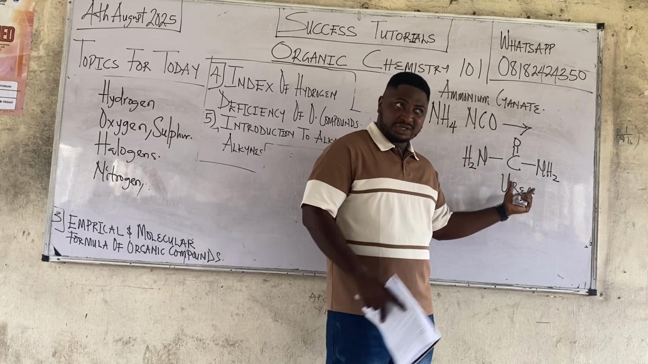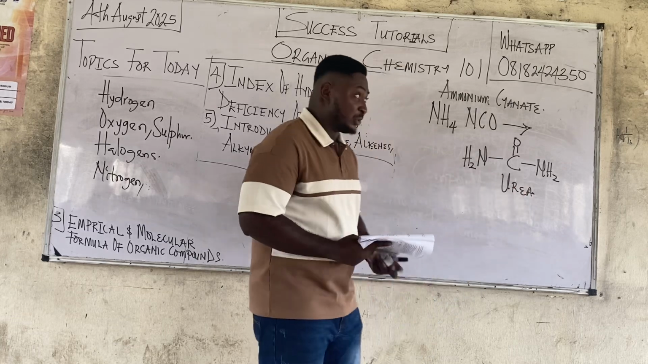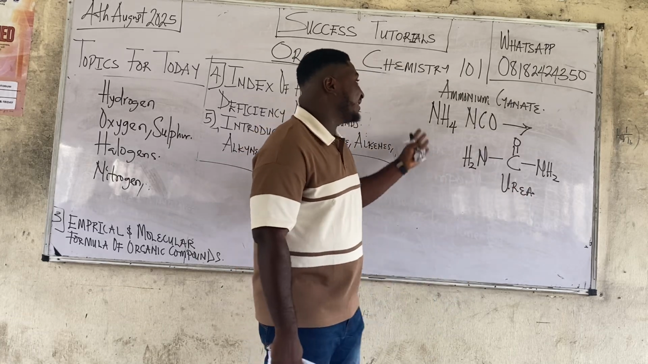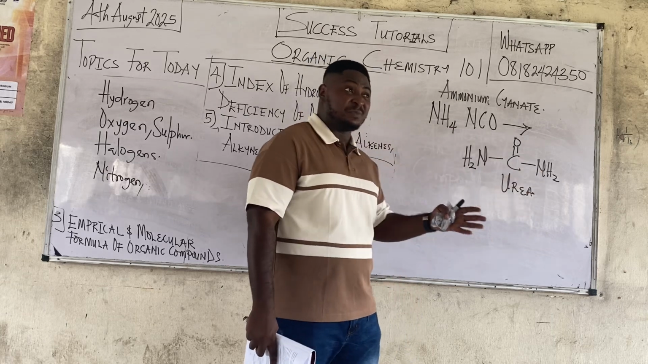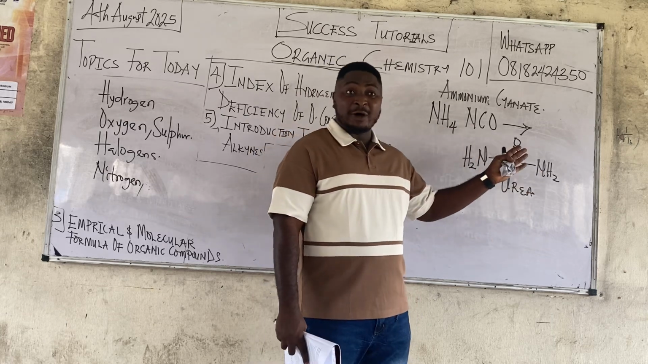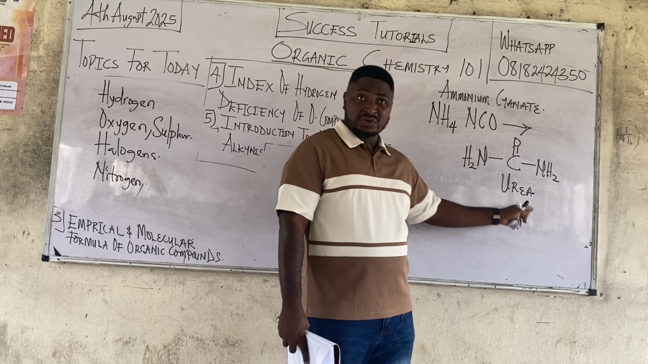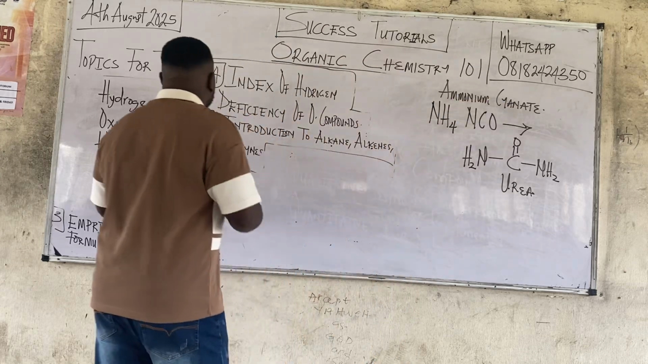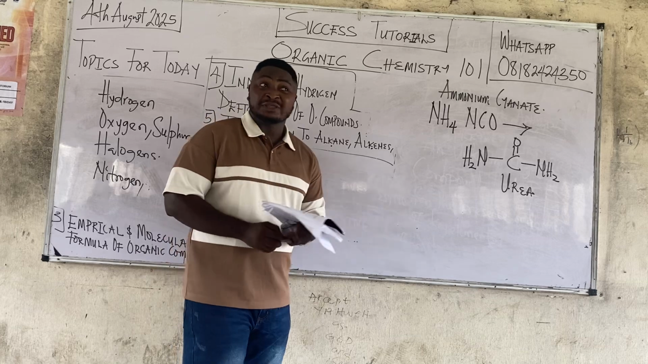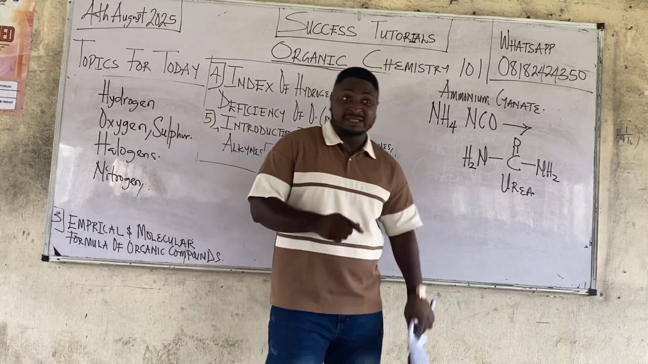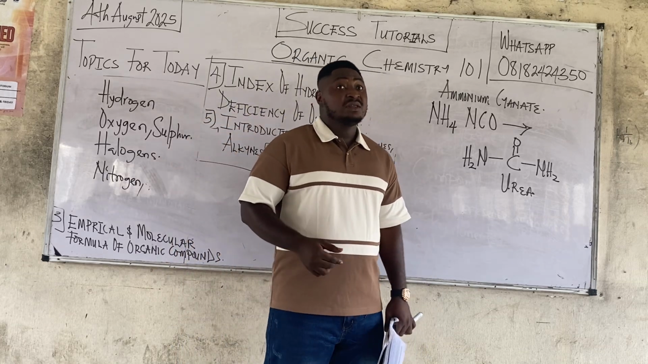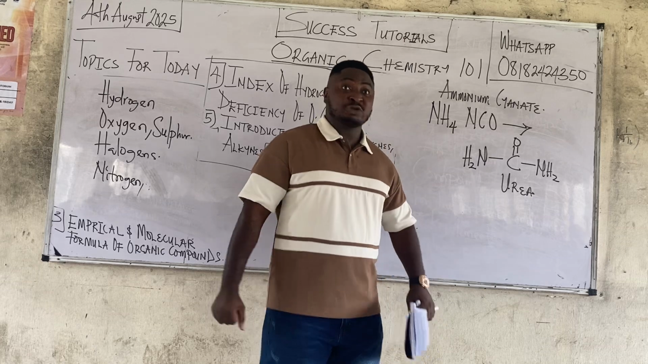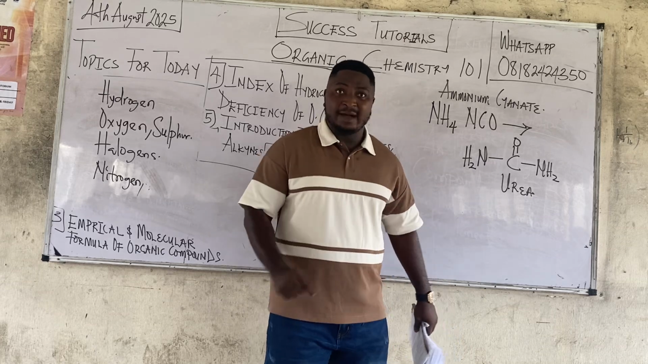Urea. We're just digressing a bit, but let's go back to what we're supposed to do. In case you are asked to write the rearrangement reaction, express how ammonium cyanide was rearranged to give what? Urea. So your textbook, go to page 2. Because what I want to tell you is that what you think will come out in this exam is not what will come out. Many people are just hyping structure, but give me structure, I will draw. Give me a name, I will name them.